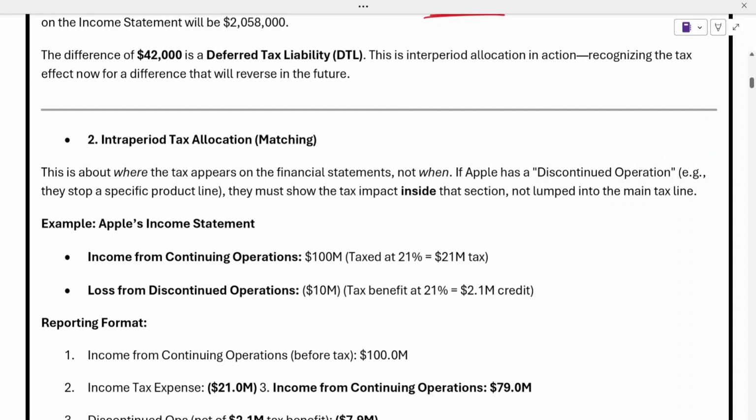So let's try to understand that through a direct example, wherein let's say Apple's income statement is given, where income from continuing operations is given as 100 million, on which tax will be levied at 21%, so the tax will be overall 21 million. Now if there are certain losses from discontinued operations, let's suppose a loss of 10 million, then we know that on the loss there will be a tax benefit of 21%, which is 2.1 million credit. It's as simple as that.